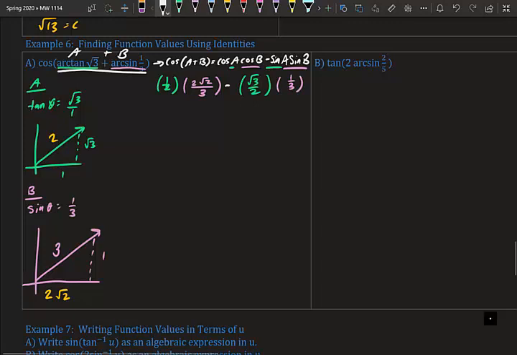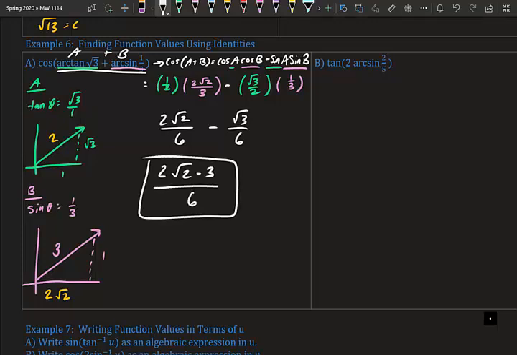Let's go ahead and simplify this. So we have 2 square root of 2 over 6 minus square root of 3 over 6. We don't simplify here. We just keep going. So since they have the same denominator, we have 2 square root of 2 minus 3 all over 6. So the cosine on the outside was just telling us, since we have blank plus blank, we want to do the cosine sum identity.